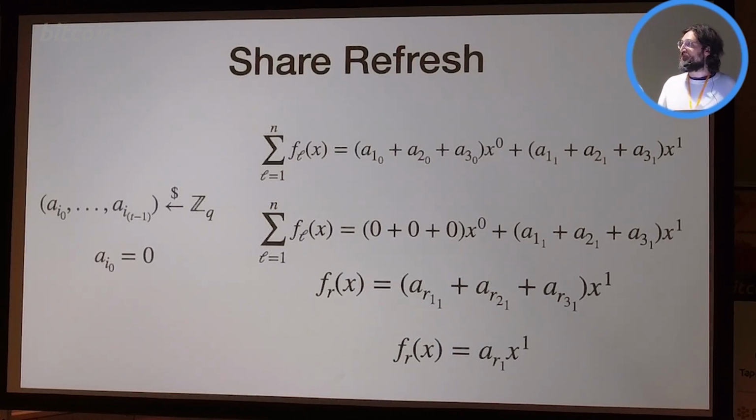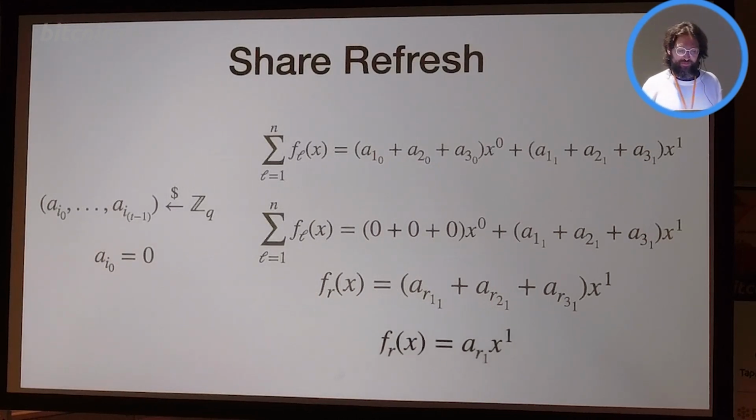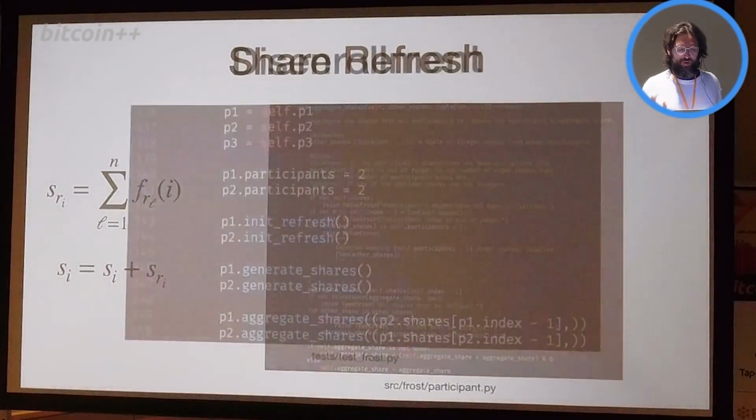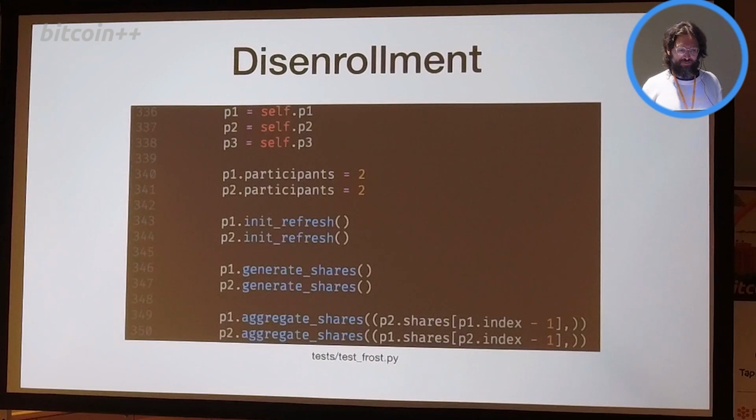So this is something that's called the adjacent assumption, where we assume that a participant that's corrupted in time period t is also corrupted in time period t minus 1 and t plus 1. If that's not the case, if somehow Carol can learn this update share that Bob received, then she'll be able to update her share and we'll have a problem. So that's how we refresh and disenroll.